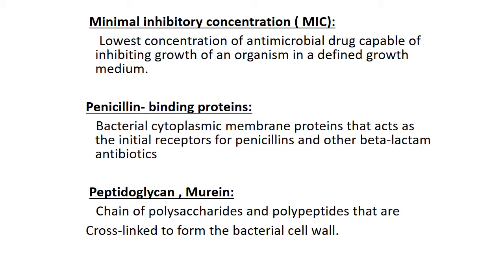Minimum inhibitory concentration is the lowest concentration of an antimicrobial drug capable of inhibiting growth of an organism in a defined growth medium. Penicillin binding proteins are bacterial cytoplasmic membrane proteins present in bacteria that act as the initial receptors for penicillins and other beta-lactam antibiotics. Peptidoglycan, or murein, is a chain of polysaccharides and polypeptides that are cross-linked to form the bacterial cell wall. It is very important for the integrity of the bacterial cell wall.